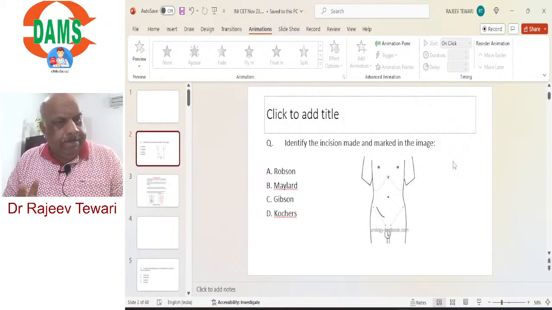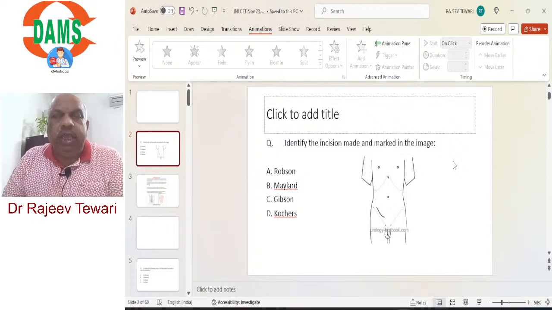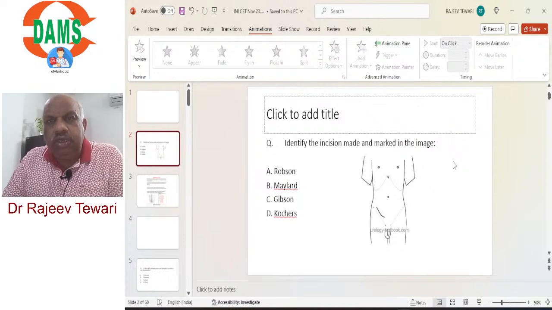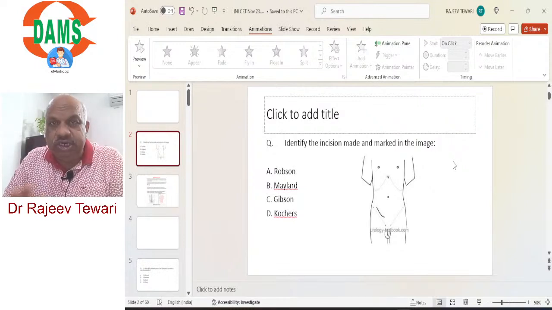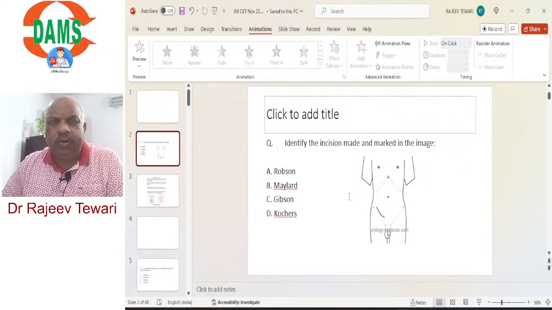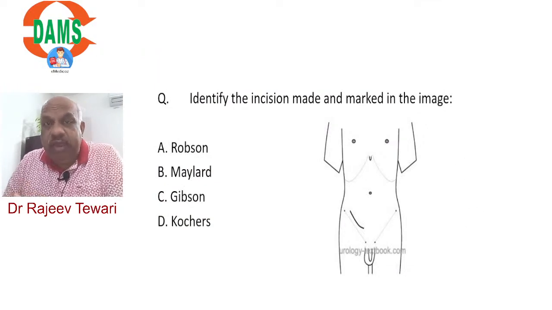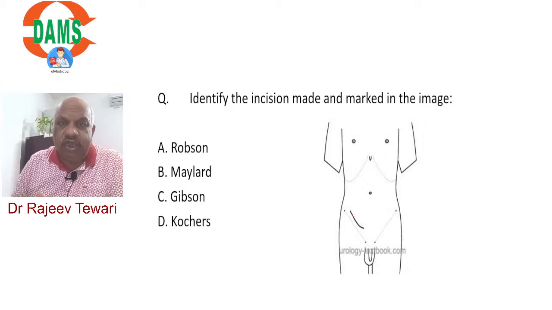Okay, so fine. So basically you see, this year INICET surgery question was a little unusual. Some questions were very basic, like FMGE level questions. Some questions were kind of out of textbook, but overall a good paper. So this was one question: identify the incision made and marked in the image. The image was not the same, but the site was the same, an oblique incision in one area.